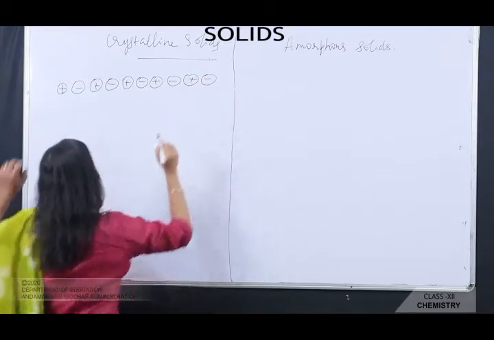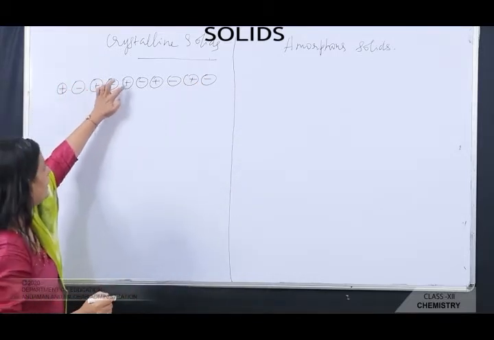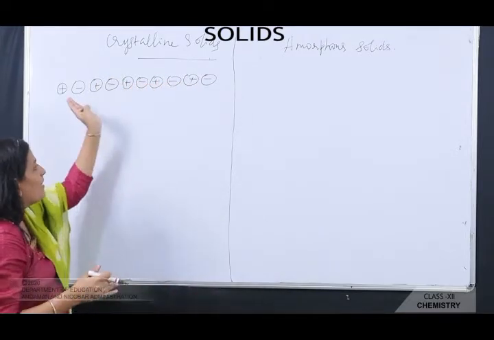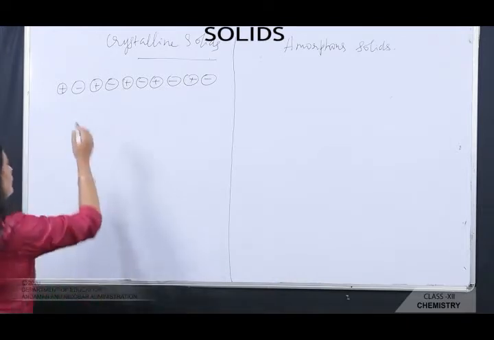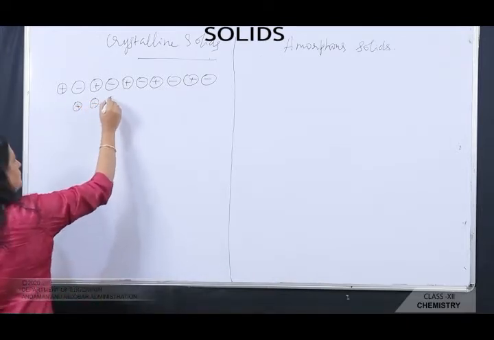So what I have made here is cation, anion, cation, anion, cation, anion, cation, anion, cation, anion, cation, anion. That means the constituent particles are what? Ions. Okay. Next I'm going to arrange it like this here.